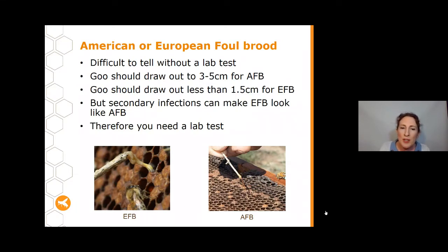Now, if you put your stick in there and the goo comes out 3 to 5 centimetres long, that's often a sign that it's AFB, or American foulbrood. If your goo comes out and it's less than 1.5 centimetres long, this can be a sign that it's EFB, or European foulbrood. However, unfortunately, there's often secondary infections that travel around with EFB that make it look exactly like AFB. And so you really need a lab test to be quite sure whether you've got EFB or AFB. It's important to know the difference, because they're managed very, very differently.